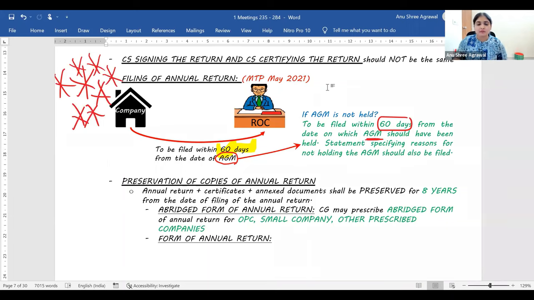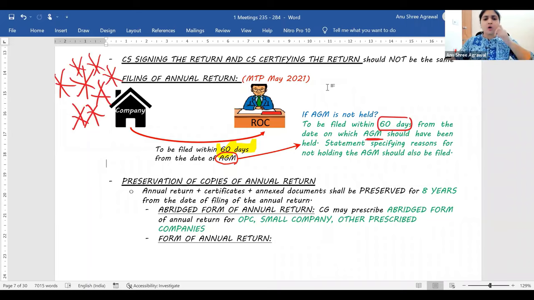All right, come on. Filing of annual return. We have to file with whom? We have to file with ROC. When do we have to file? We have to file within 60 days. Within 60 days from when? Within 60 days from the AGM. What if AGM is not held? Then within 60 days from the last day on which AGM should have been held.